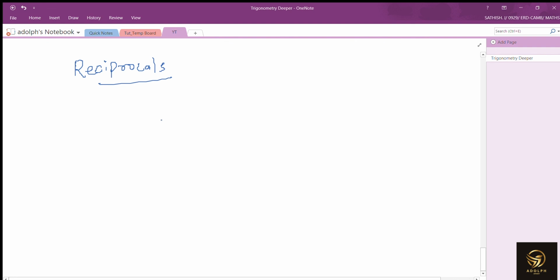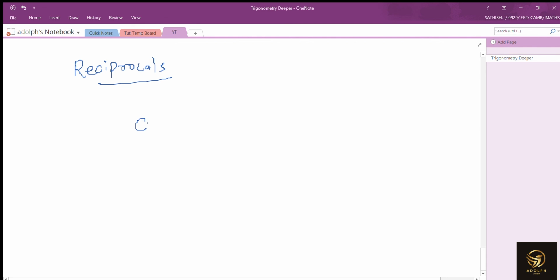The last part, reciprocals, we will see now. Previously we have seen what the reciprocal ratios are. For sine, the reciprocal is cosecant; for cosine, the reciprocal is secant; for tan, the reciprocal is cot. So we have seen everything, but how are we going to utilize it in a problem?